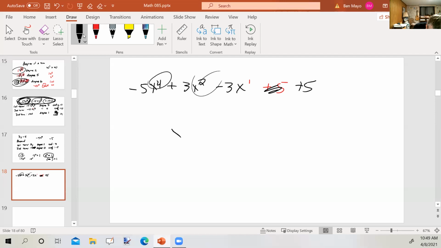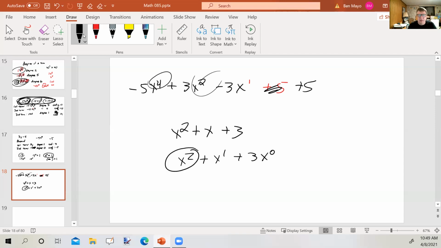Let me give you another example. x squared plus x plus 3. This is a trinomial. The degree of the first term is 2. The degree of the second term is 1. The degree of the third term is 0. The degree of the entire polynomial is 2. So this is a second degree trinomial. What's not there, but implied, would be something like this. But the highest powered term is the leading term, x squared. So the whole thing is degree 2.